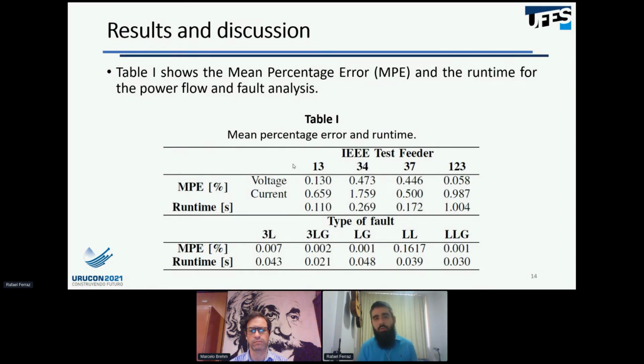Table 1 shows the mean percentage error and the runtime for the power flow and fault analysis. So here, in this table, you can see in the first part, we have the results of MPE and the runtime in seconds. In this case, MPE of voltage and current of each system, that we have the 13, 34, 37, and 123, and we have the runtime in seconds. And the second part, we have the results of the MPE of each type of fault, that we have the three-phase to ground, line to ground, line to line, and line to line to ground. And you have the runtime of the algorithm processing.